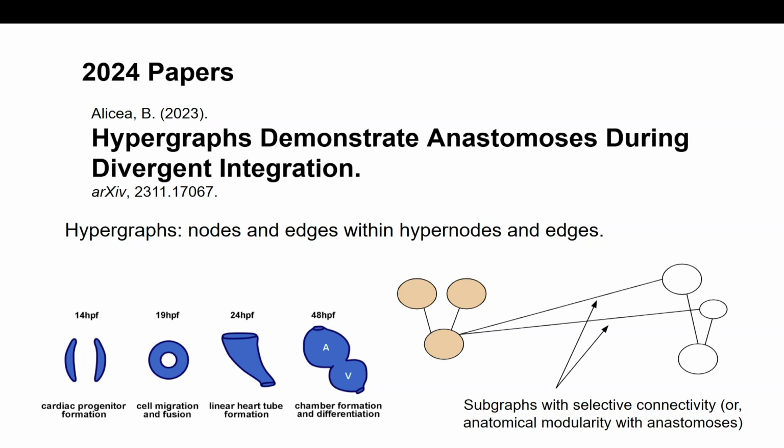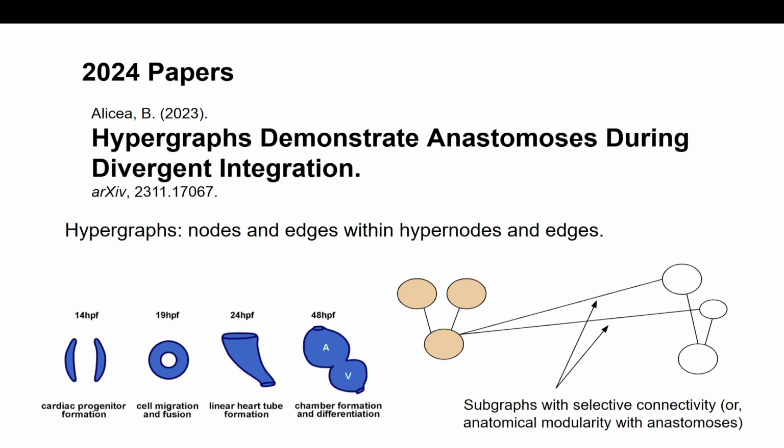As we saw before, we have tissue types that have a bunch of cells in them. Those tissue types can be hypernodes. Hyperedges can be connections between different tissue types, whereas the nodes and edges can be connections between different cells, and maybe they're signaling relationships. So this can reveal subgraphs of selective connectivity. In anatomical terms, these are known as anastomoses, or connections between two ramified regions of the anatomy. We can see this in zebrafish on the lower left, where you get cardiac progenitor formation, some cell migration and fusion that results in a linear heart tube, and then chamber formation of the heart later.